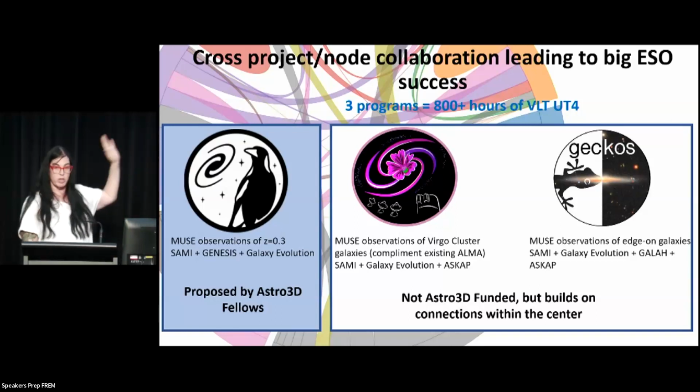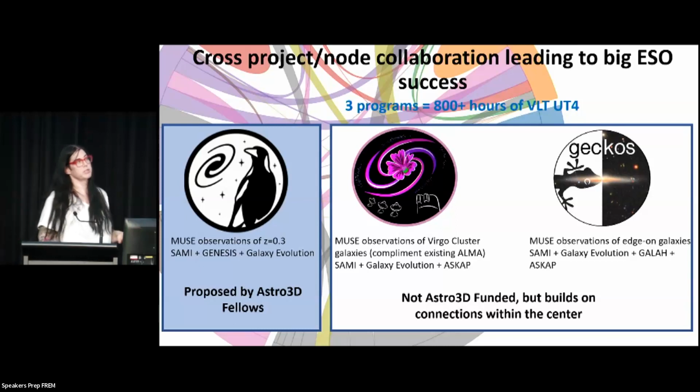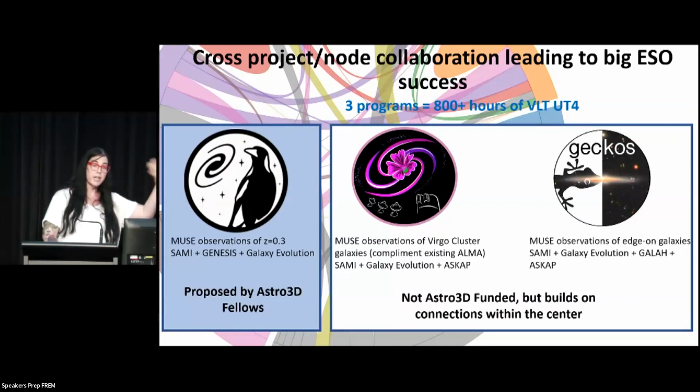They sit somewhat differently within ASTRO 3D. MAGPI was proposed originally by the ESO Fellows several years ago and has been with us throughout a lot of the center. Whereas these others will really be something that goes beyond the center, and they will start producing data once the center is done. And so the way it relates to ASTRO 3D science is quite different. We'll talk about that.